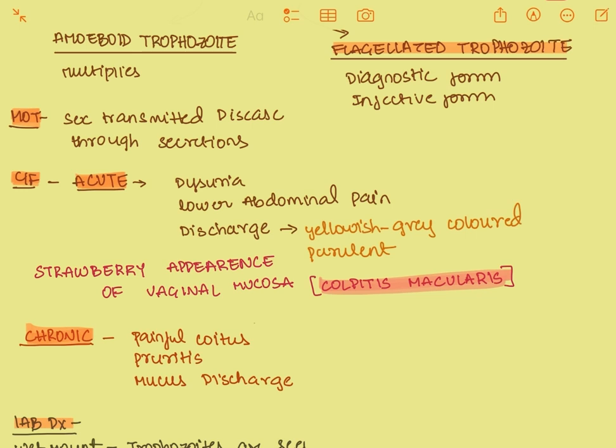In the acute stage, you can also see a strawberry appearance of the vaginal mucosa, which is called colpitis macularis. So the vaginal mucosa appears strawberry-like. It is important to remember colpitis macularis. And also in the acute phase, you can see the yellowish greyish colored discharge.